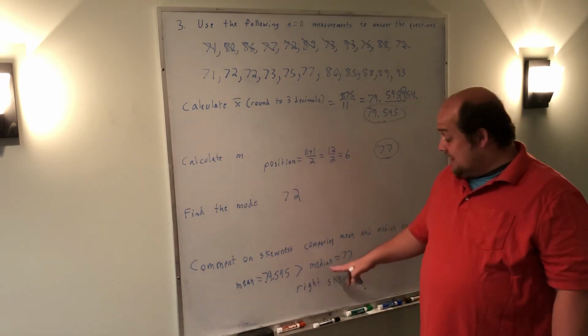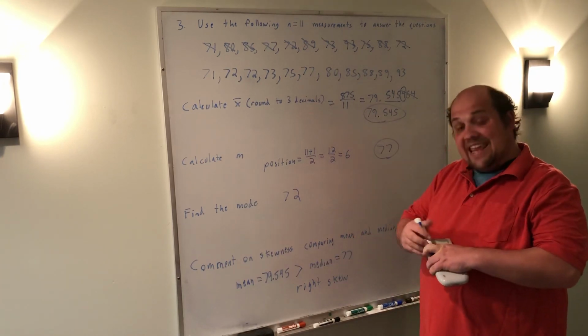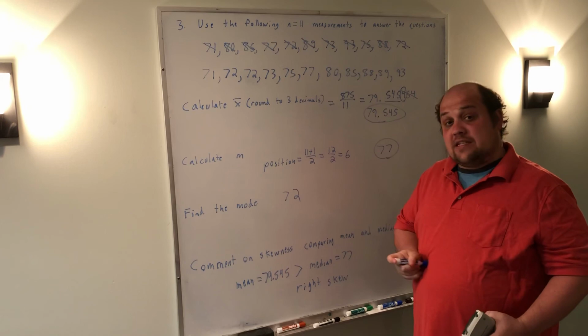If the mean had been less than the median, I would expect a left skew, and if they were approximately equal, I would expect an approximately symmetric distribution.